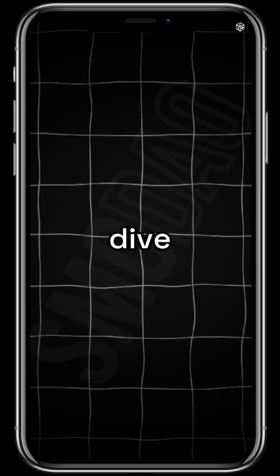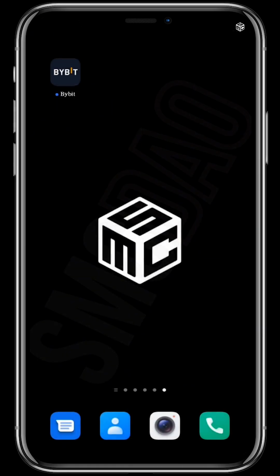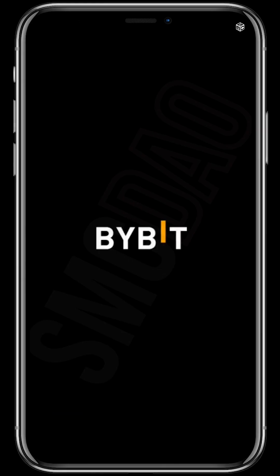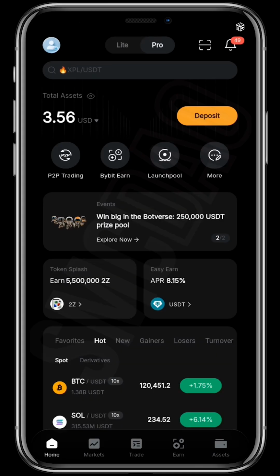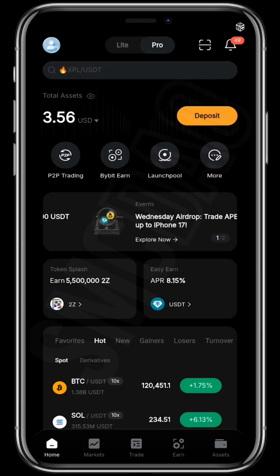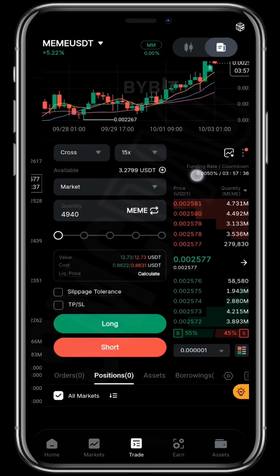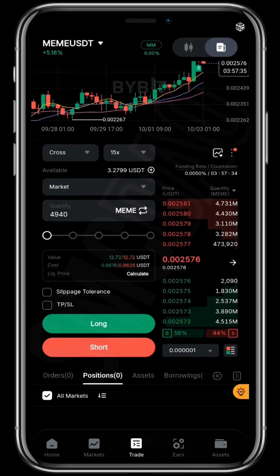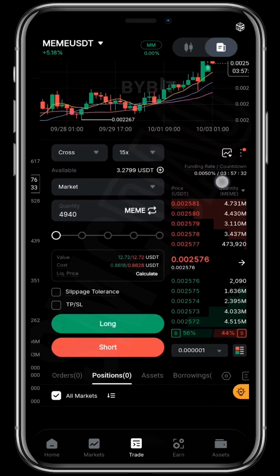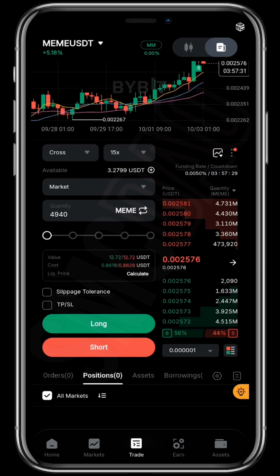Alright, so let's dive into this tutorial. In this tutorial, we're using the Bybit exchange. So first off, we'll launch Bybit. Head over to trade. Over here you can see the current funding rate, and also there is a countdown to the next funding fee payment.